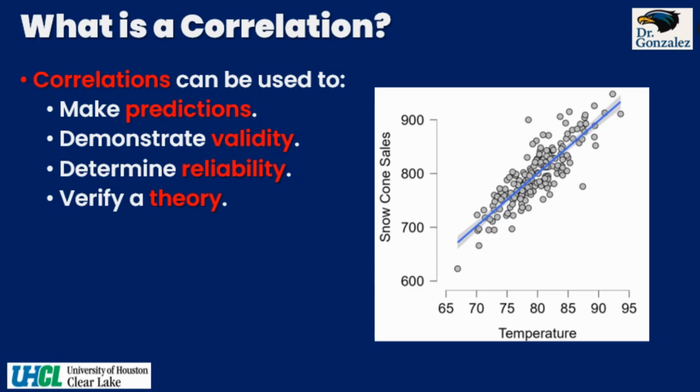So a correlation can be used to do several different things. First, we can make predictions because we've got a pattern here. I could say, well, as the temperature increases past 95 degrees, what would I expect this line to probably do? Continue. Okay. No, it might not be true. There might be a different relationship there outside of that. We may saturate ourselves at a certain point with snow cones, but we can use correlations to do that.